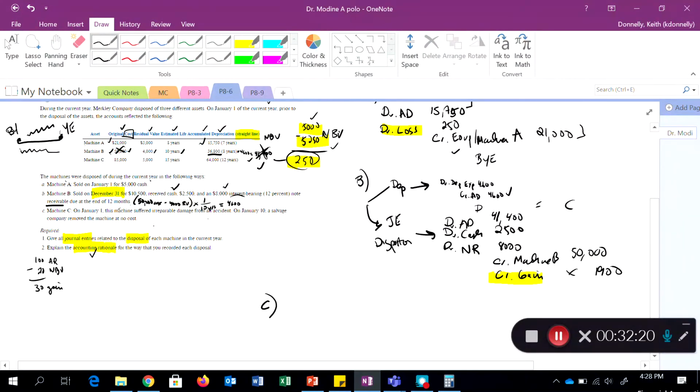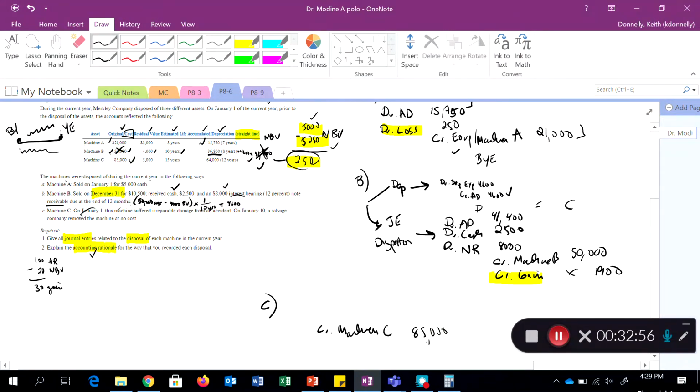So it happened at the beginning of the year on January 1st. Much like example A, we don't have to worry about accruing depreciation for the year. Where it sits is where it sits, and that's what we dispose of it as. So if that's the case, we got rid of the machine. It's on our books at 85, so we're going to credit machine C for 85,000.